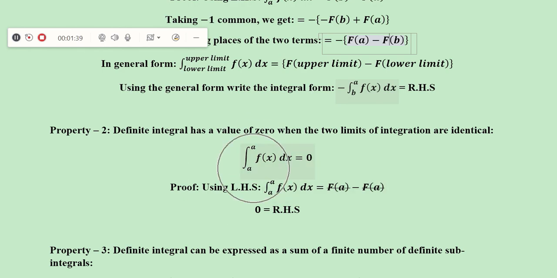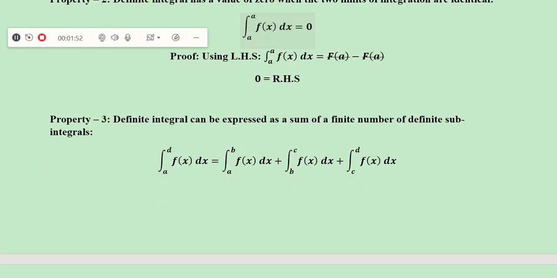The second one is if the upper and lower limits of the definite integral become the same, the answer will be 0. Definitely fa minus fa will be equal to 0, because the difference of the two same values will be equal to 0.